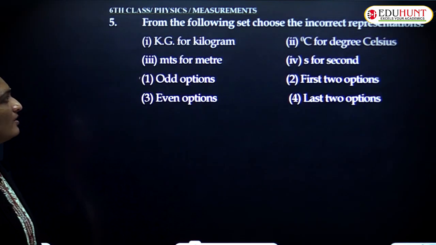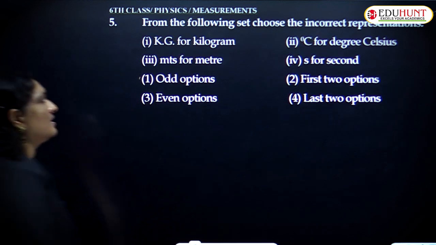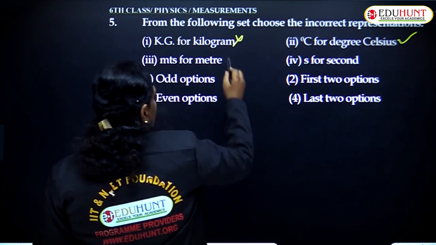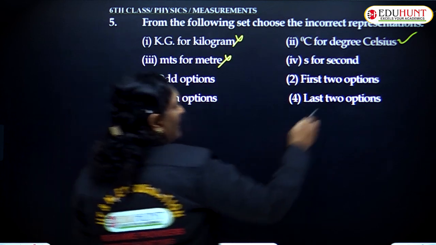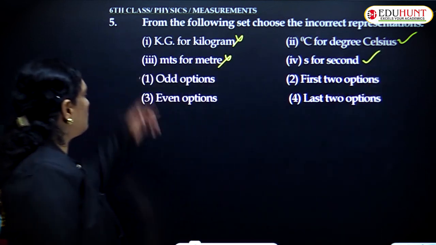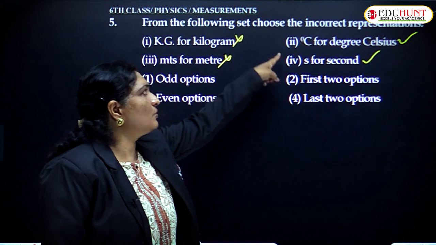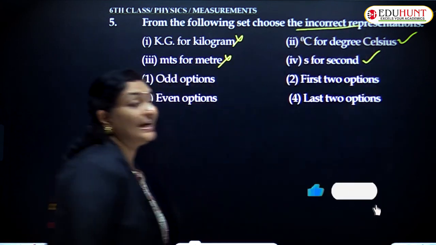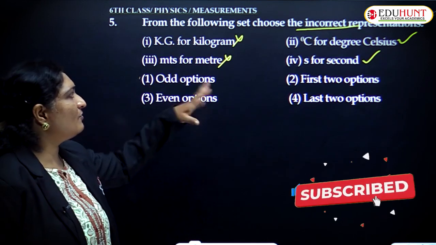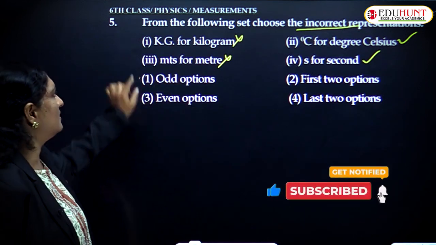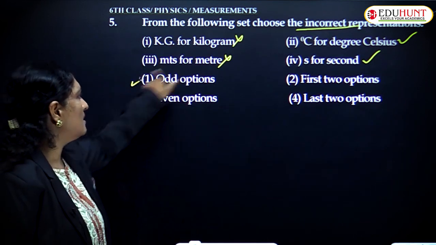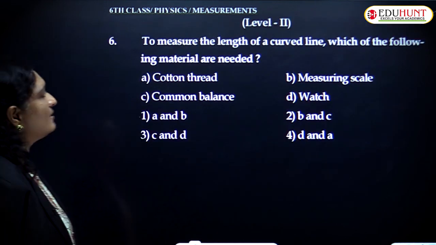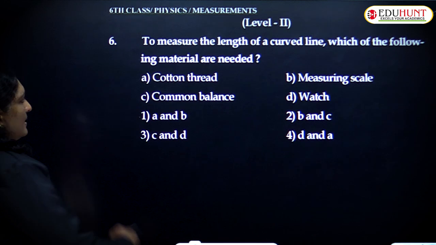Next, from the following set, choose the incorrect representation. Kg for kilogram is wrong. Degree Celsius is correct. Meters, no plural form. S for second is true. So, both 1 and 3 are false, whereas 2 and 4 are true. But in the question, they are asking us to find out the incorrect statement. So, among the 4, which one is incorrect? First and third. So, these are the odd options. Hence, answer is 1.